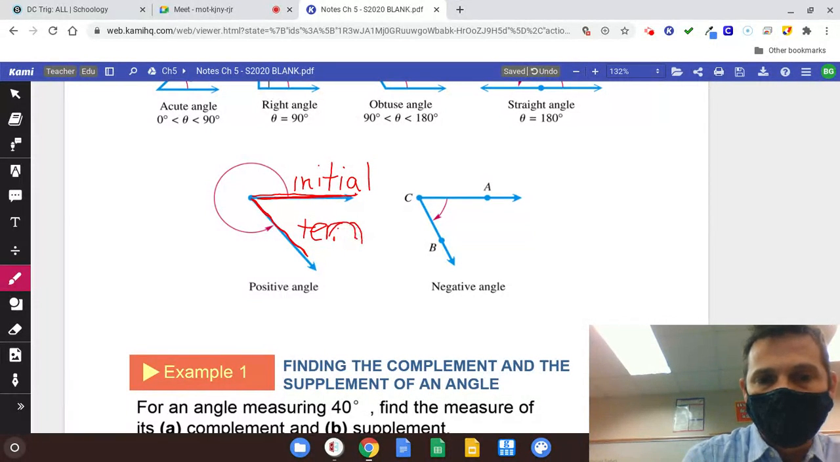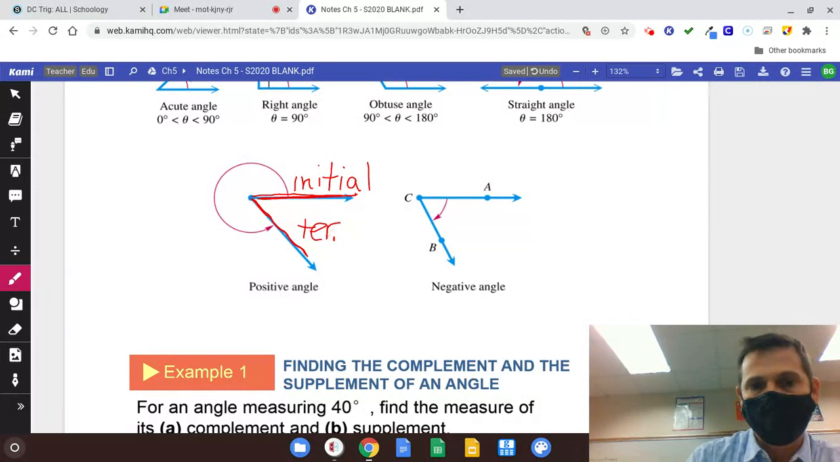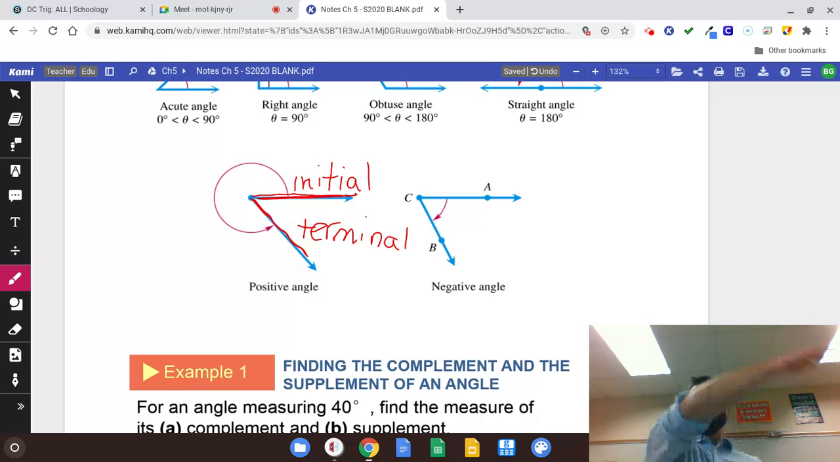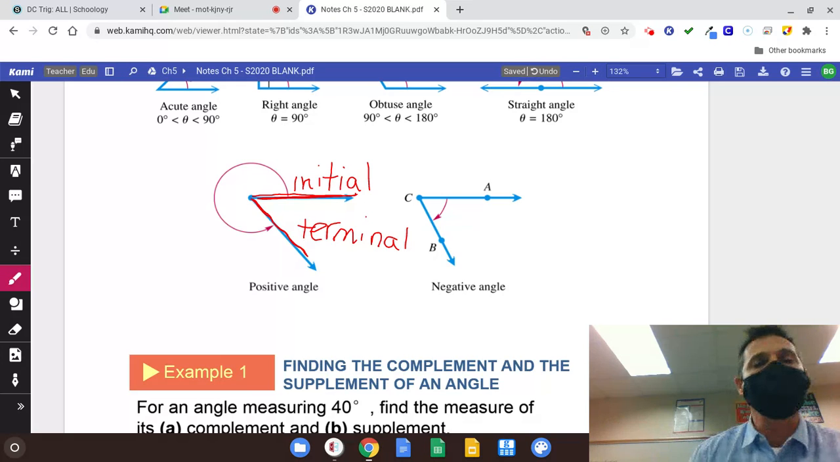I'm big on the meaning of words. Can't draw an M though. Initial means starting, and terminal means ending. So I kind of look at it as like an angle is like an alligator's mouth, and you can open this alligator's mouth, I don't know, however big you need to make it. But initial means the starting side, and terminal means the ending side.